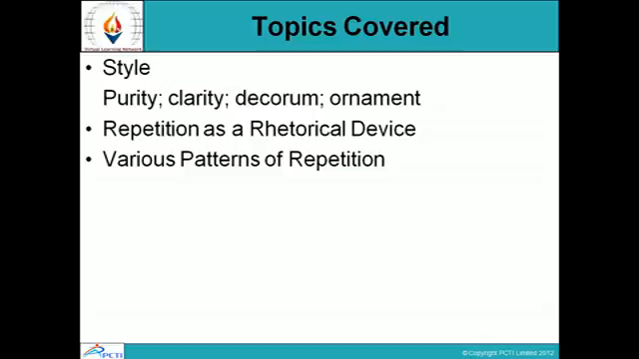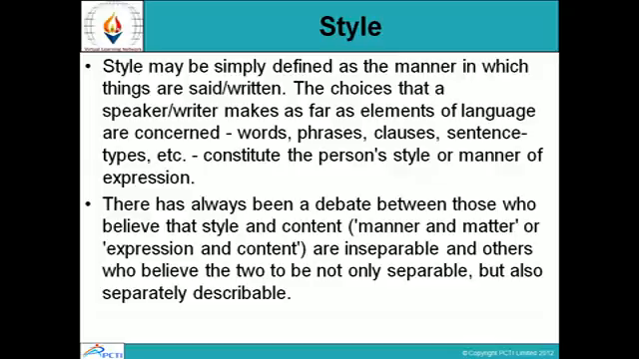Topics covered in this session are style, and it includes purity, clarity, decorum, ornament, repetition as a rhetorical device, various patterns of repetition. So let us start with the style here.